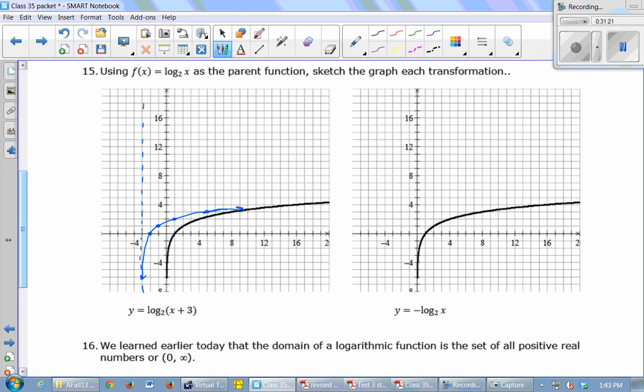Everything just flips. So y values are going to switch. So the point 1, 0 is going to stay where it is, because the opposite of 0 is still 0. And then this point at 2, 1 is going to become 2, negative 1. And 4, 2 will become 4, negative 2. 8, 3 becomes 8, negative 3. So this is going to look like that. A reflection over the x-axis.